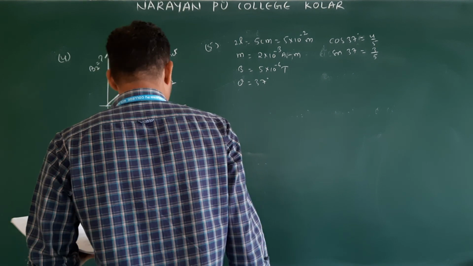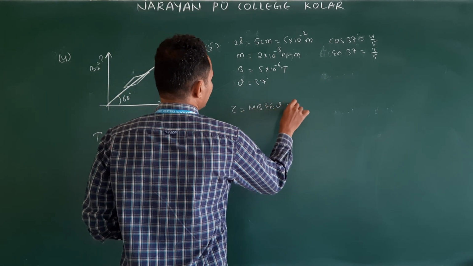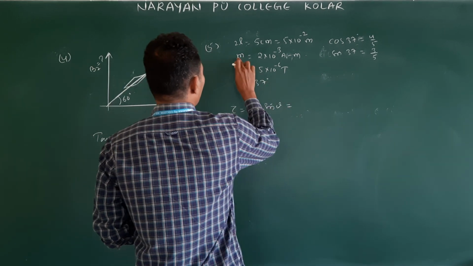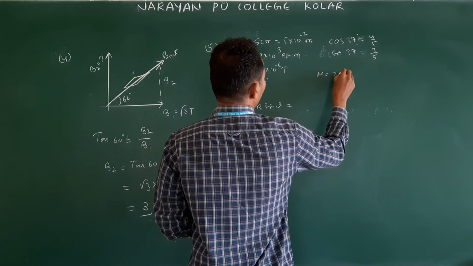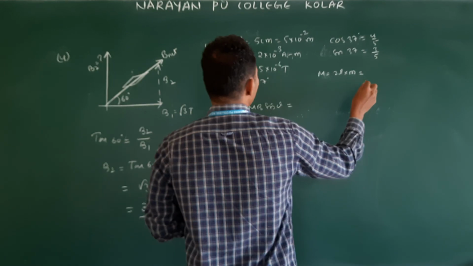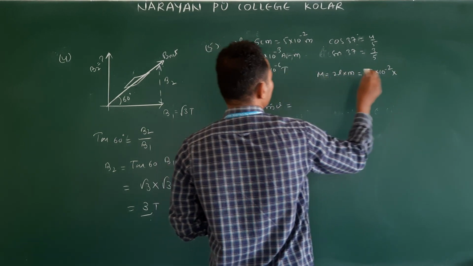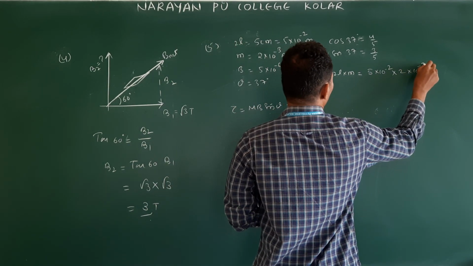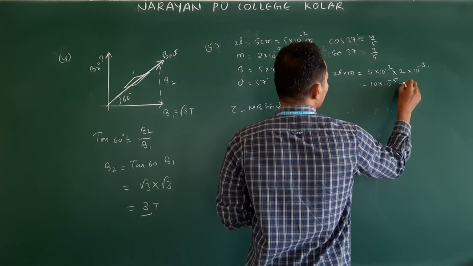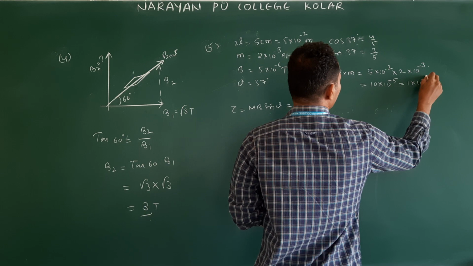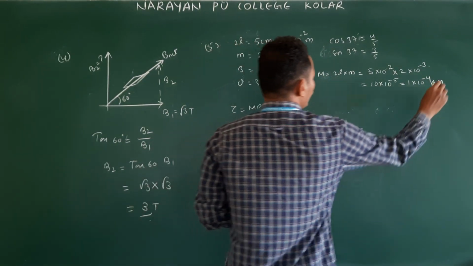Now come to the first question. Torque acting on the magnet. Tau is equal to mB sin theta. Here m is not given, capital M we need to find. M is equal to what? 2L into m. What is 2L? 5 into 10 power minus 2. What is the pole strength? 2 into 10 power minus 3. This is 10 into 10 power minus 5, or we will write 1 into 10 power minus 4 ampere meter square.